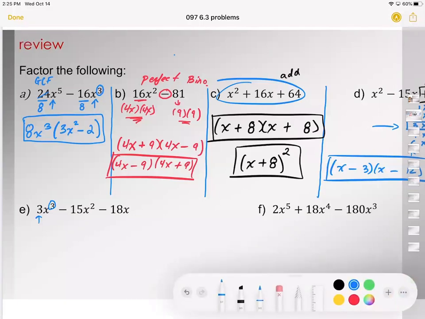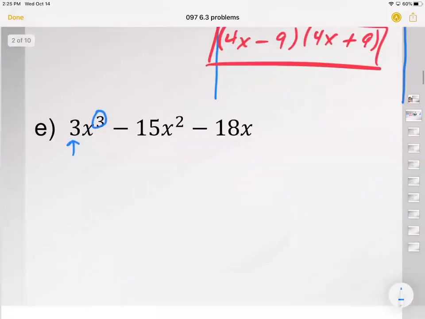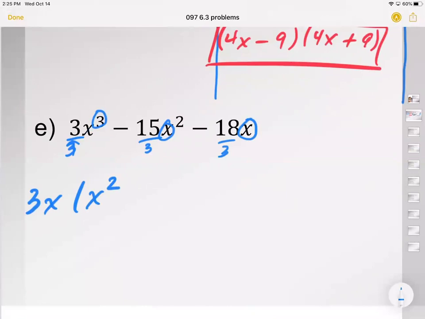So in this case, do you agree that I can factor out a GCF? I know that 3 can go into 3, 3 can go into 15, and 3 can go into 18. And also I know that there is an x in all 3 terms, meaning I can take out a 3 and I can take out an x. And if I take out 3 and x, do you agree that I have x squared, right? I don't need to write a 1. And in this case here, what we have is minus 5x minus 6.